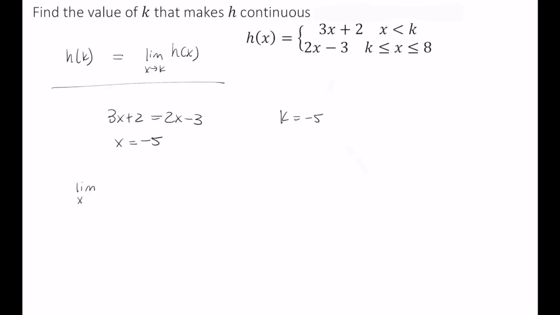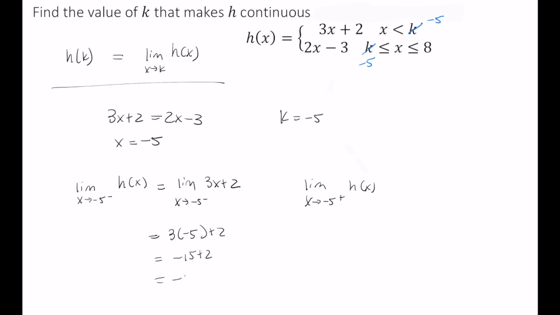So let's check the limit as x approaches -5 from the left of h of x, and the limit as x approaches -5 from the right of h of x. And so of course we're saying this is -5. If we're approaching from the left-hand side, that means we want values that are smaller than -5, so that's here. And -5 does lie in this domain, so we can just apply direct substitution to get -15 plus 2, or -13.